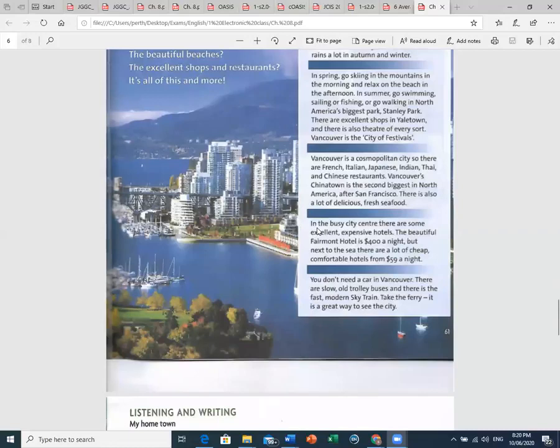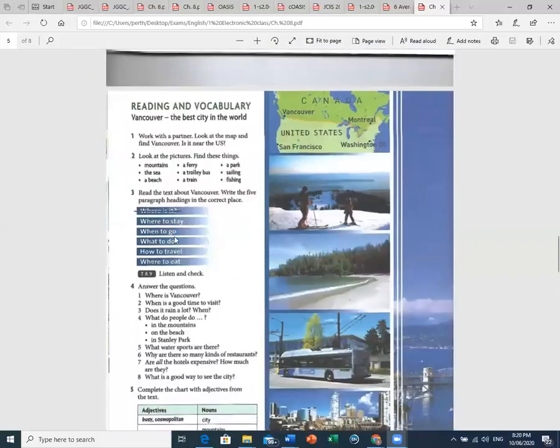Then in this paragraph: in the busy city center, there are some excellent expensive hotels. The beautiful Fairmont Hotel is $400 a night, but next to the sea, there are a lot of cheap, comfortable hotels from $59 a night. So he's talking about hotels and accommodations, so the heading should be where to stay.